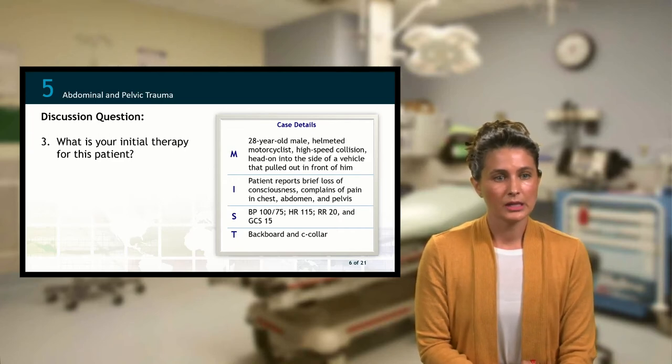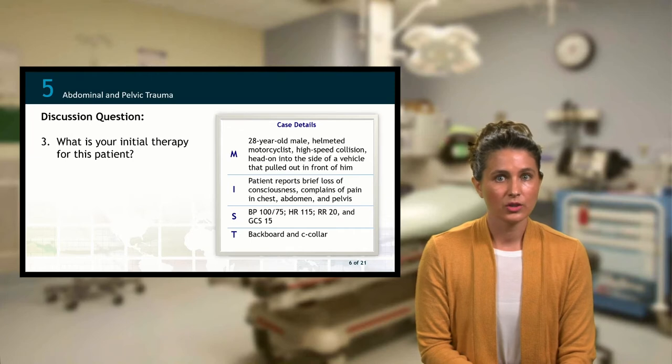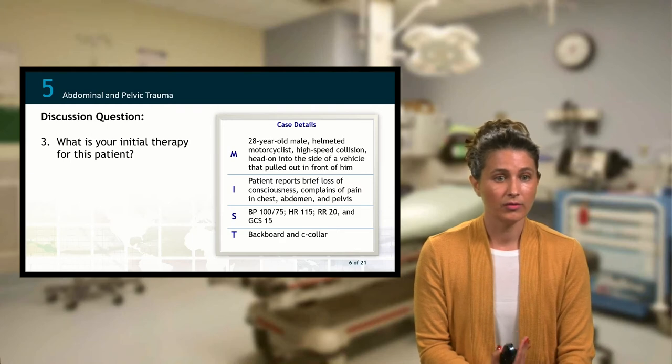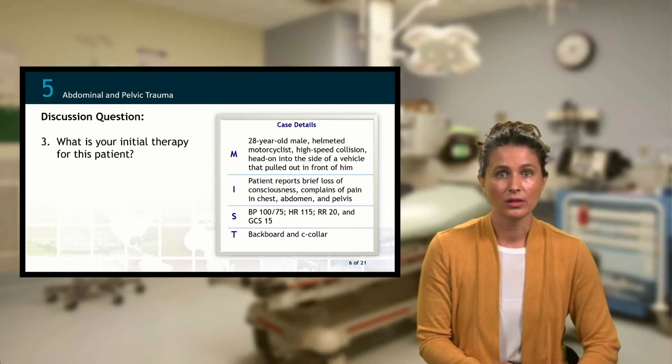What other things? Labs. So the first and most important lab, and if you can only get one lab from your patient, that should be a type and cross match. So that should be the first tube that's drawn in the trauma bay, and if that's all the blood that you can get, that's what you need, and that's what's most important in potentially saving this patient's life.